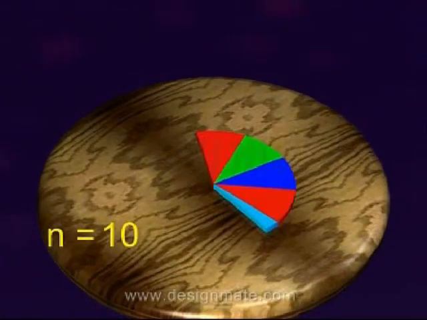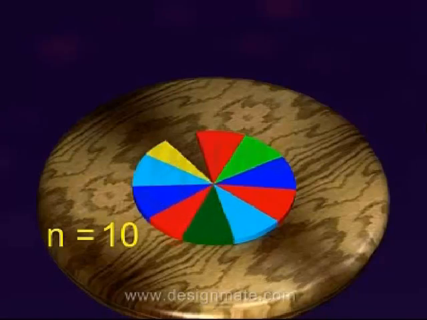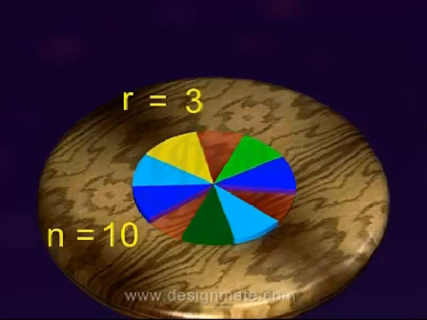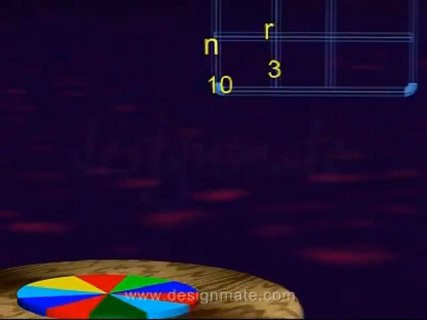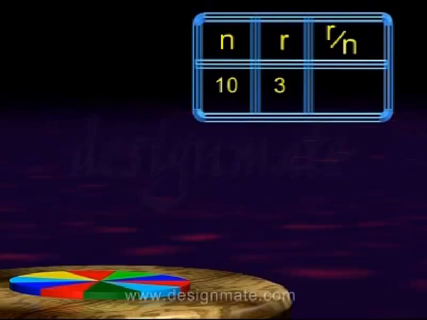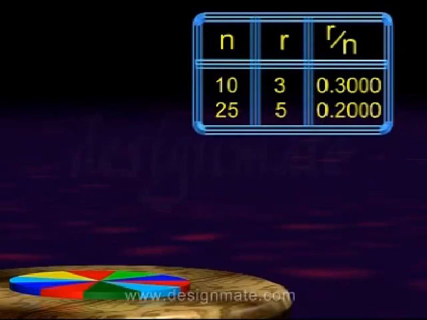n = 10, r = 3, r/n = 0.3000. n = 25, r = 5, r/n = 0.2000.